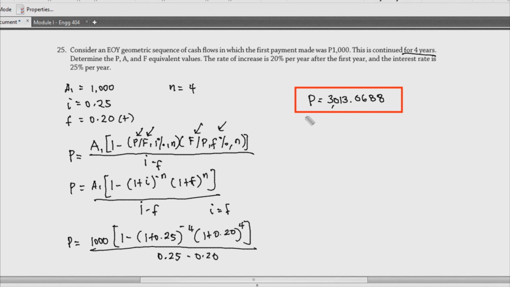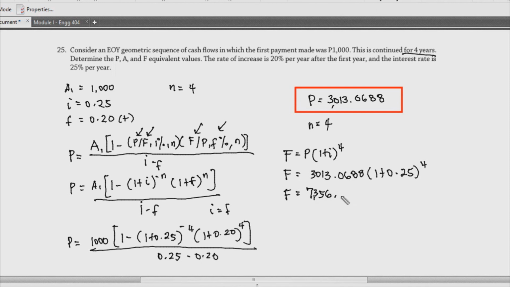Now, for our F, since N is equal to 4, and we know that this is your P, therefore F is equal to P times 1 plus I raised to 4. And therefore, your F is equal to 3013.0688 times 1 plus 0. Now, what will be the interest rate? We'll be using our I. So that is 0.25, raised to 4. Therefore, your future worth will be equal to 7356.125.